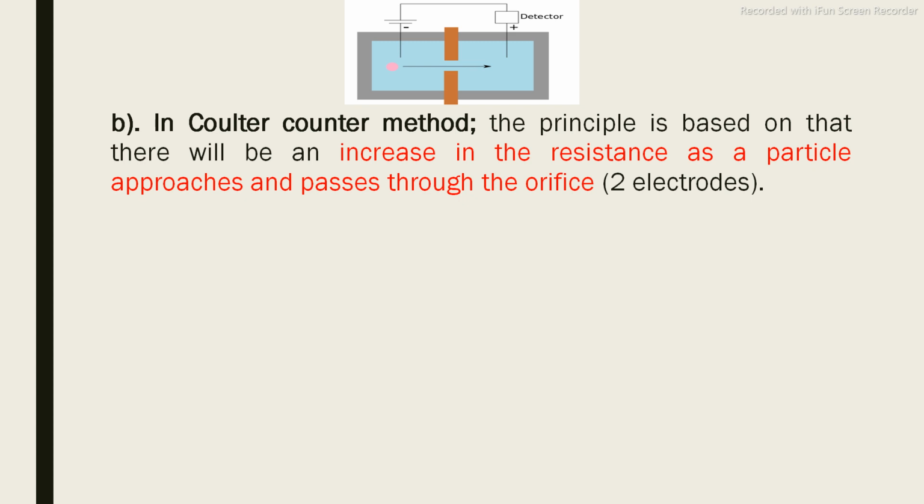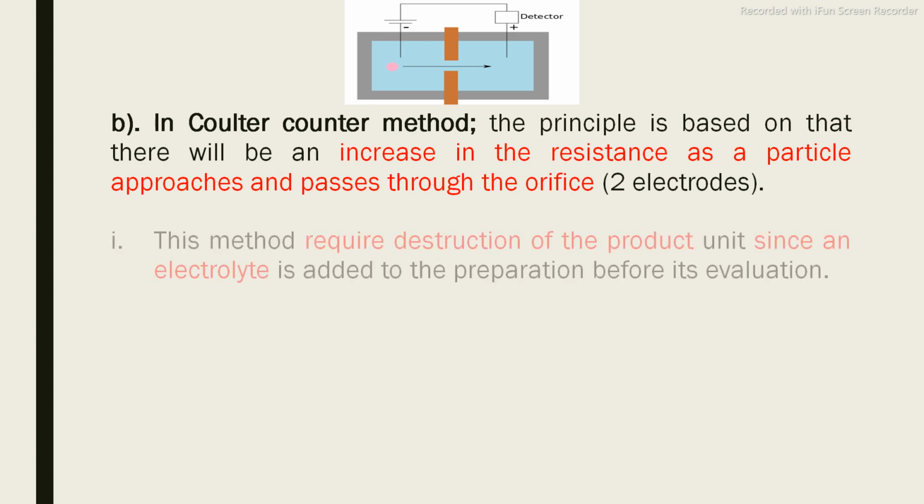The particles are allowed to transfer in between two electrodes, positive and negative. If there is any particle, there will be an increase in resistance. This increase in resistance you can directly observe from the digital indicator. So if there is any increase in resistance, it means there is presence of particulate material.